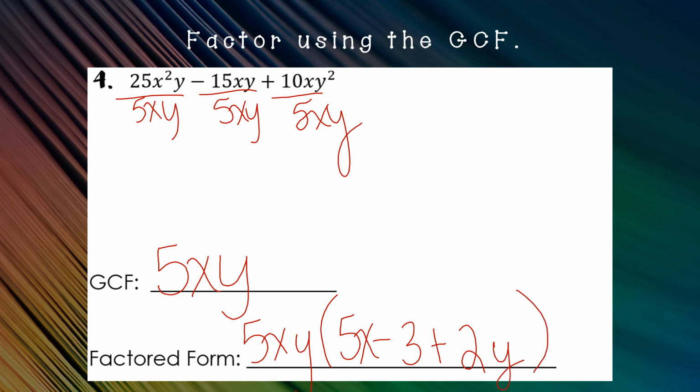And so your factored form, 5xy times 5x minus 3 plus 2y. Those are your two factors. Okay, so I factored, that was the process. That's when I took the 5xy out, and then factored form is multiplying these two factors. So make sure, and we're going to use the word factor a lot, make sure you know the differences and what it looks like as a noun versus a verb.